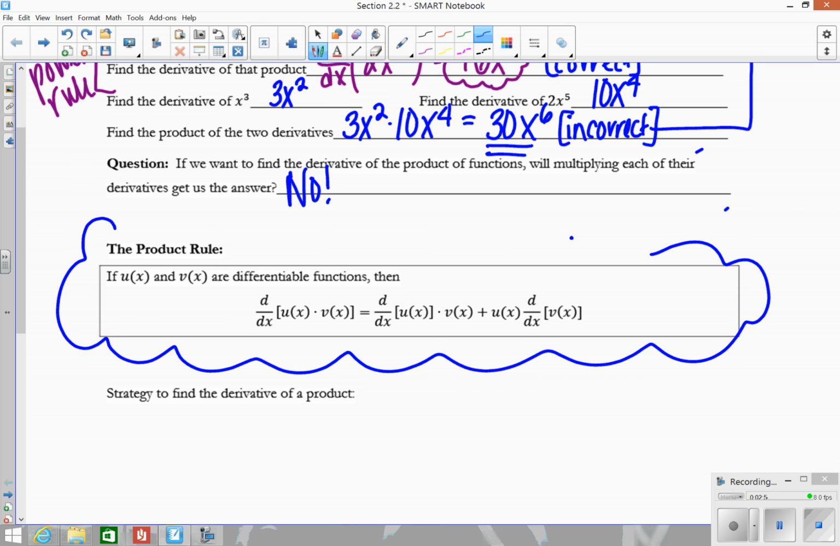So here's the product rule. It looks really complicated, but it's really not that bad. It's basically just saying that the derivative of a product is equal to the derivative of the first function times the second function plus the first function times the derivative of the second function. So we're going to take a function and break it up into two parts, the two pieces of the product.